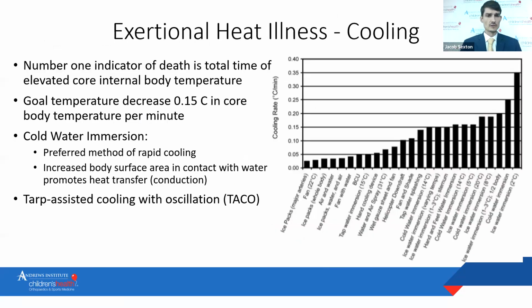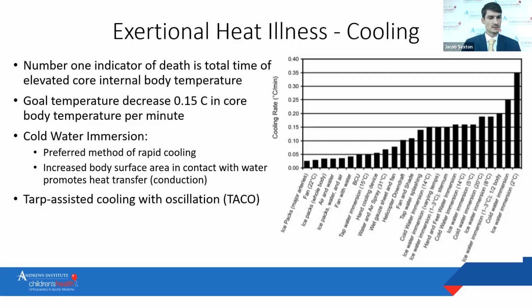So then we talk about cooling with exertional heat illness. The number one indicator of death for those with exertional heat stroke and exertional heat illness is total time of elevated core internal body temperature. The goal for temperature decrease with cooling these athletes is 0.15 degrees Celsius in core body temperature per minute. And the definitive treatment for this is cold water immersion. Cold water immersion is preferable because, given the oscillation and direct conduction to the athlete, it actually meets that temperature decrease criteria as opposed to other methods.